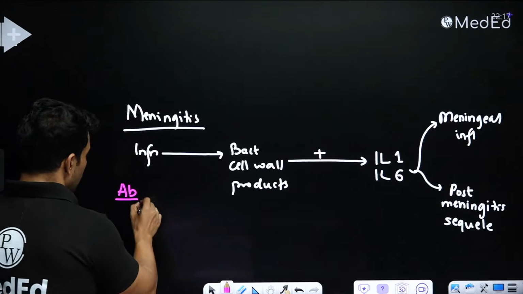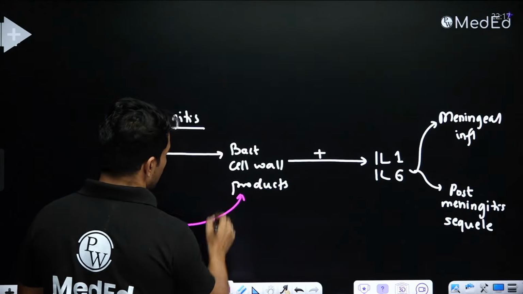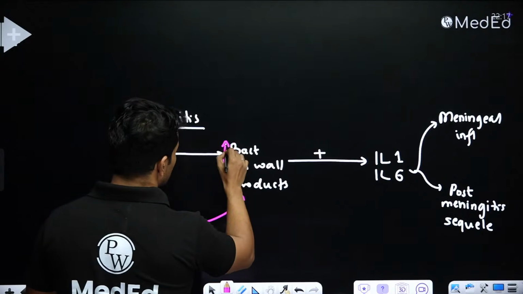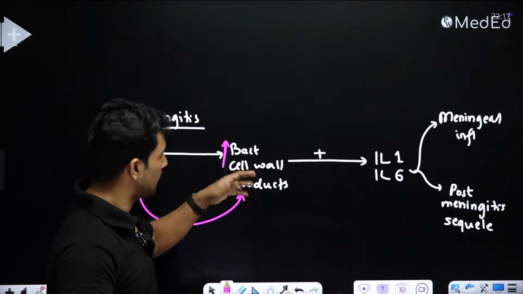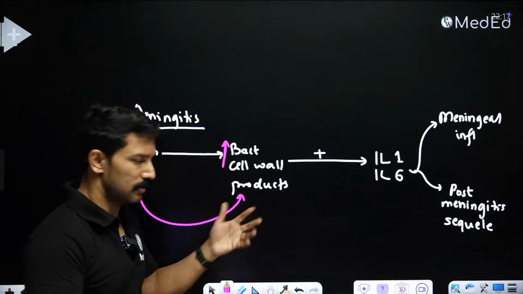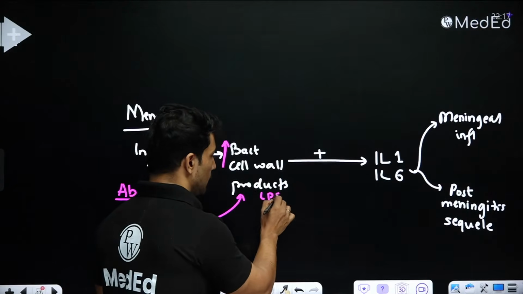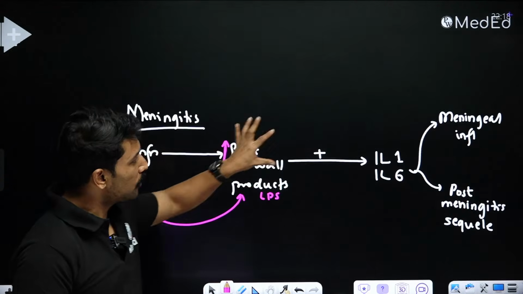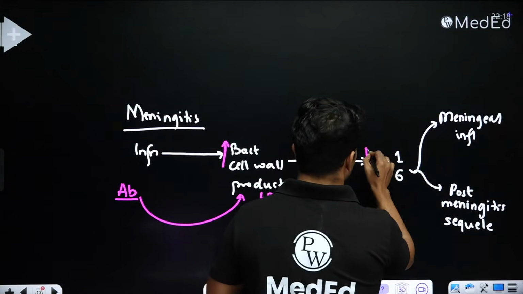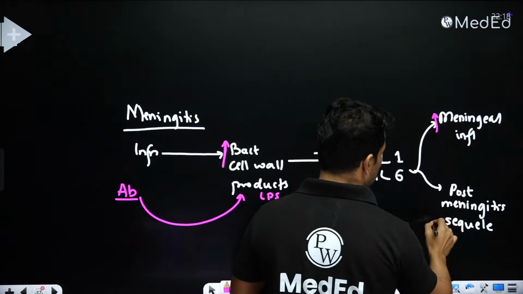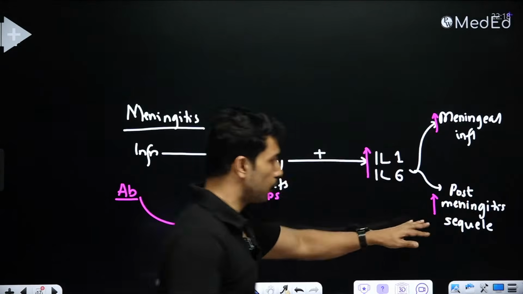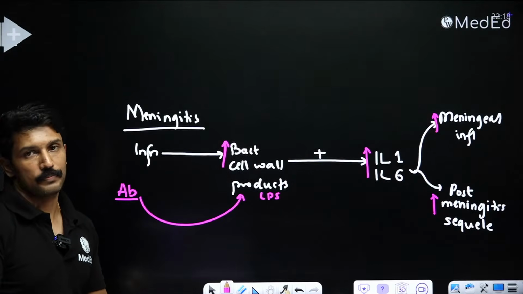So antibiotics break down and kill more bacteria, so they increase the amount of bacterial cell wall products, and they will trigger, like, lipopolysaccharides. Just to give you an example, lipopolysaccharides. So they will stimulate production of interleukin 1 and 6 more, and that will increase the meningeal inflammation more, and it will also increase the risk of post meningitis sequelae.